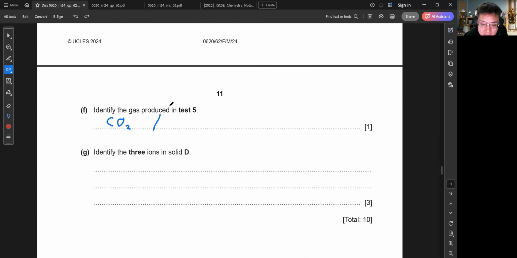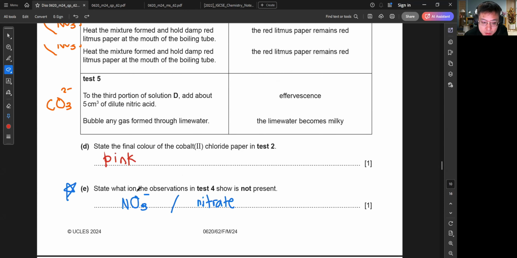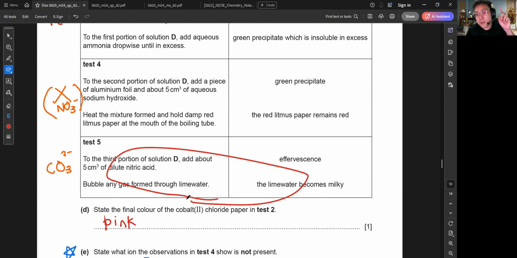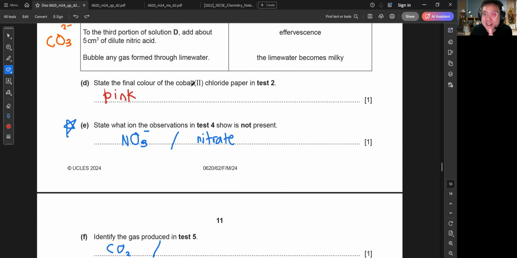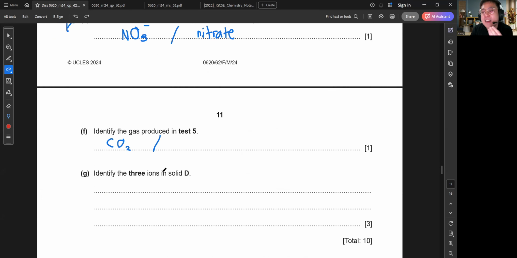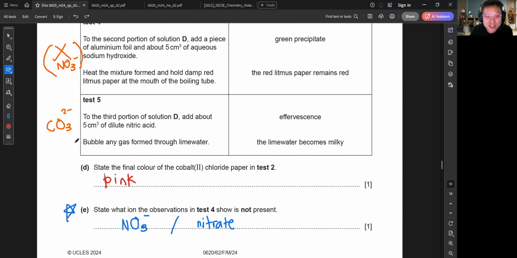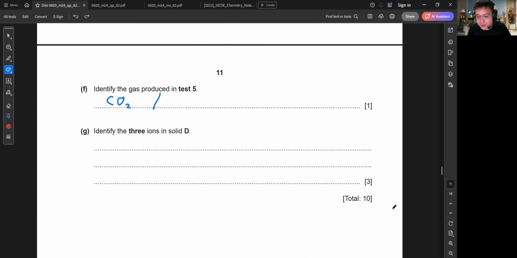Next, identify the gas produced in test 5. Okay, but this one is very tricky. They are not asking the ion that is produced. They're asking the gas that is produced. So like, what gas turns lime water milky? Clearly carbon dioxide. So they want the gas produced, not the ion. So be very careful. See what the question wants.